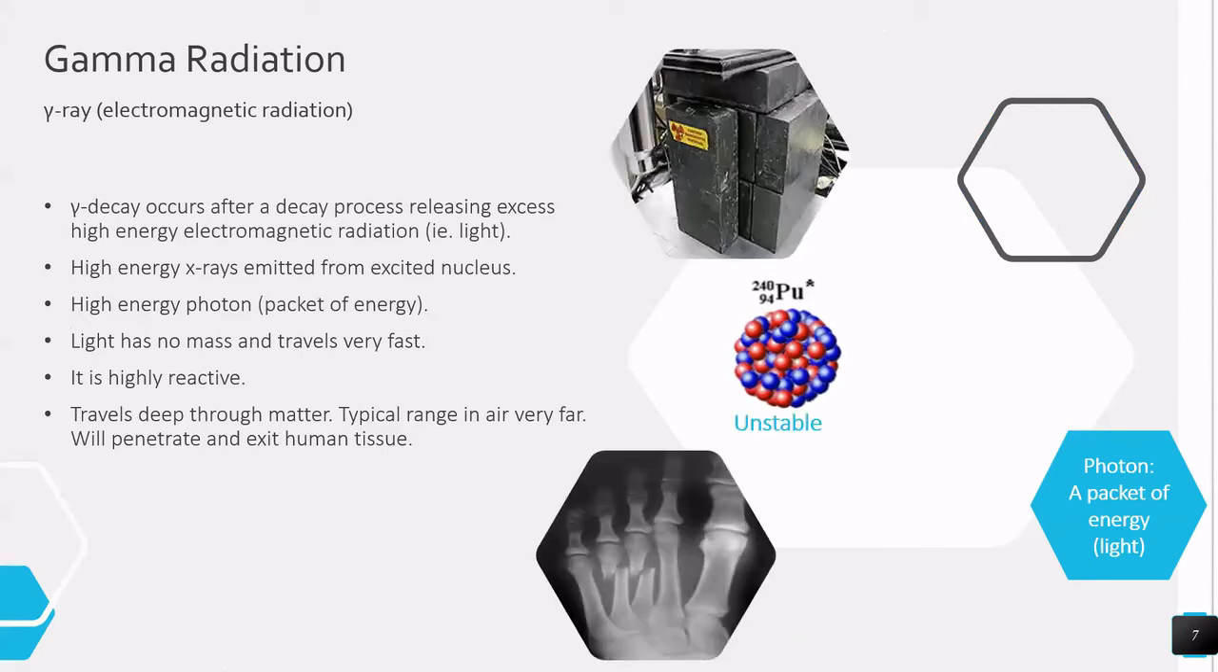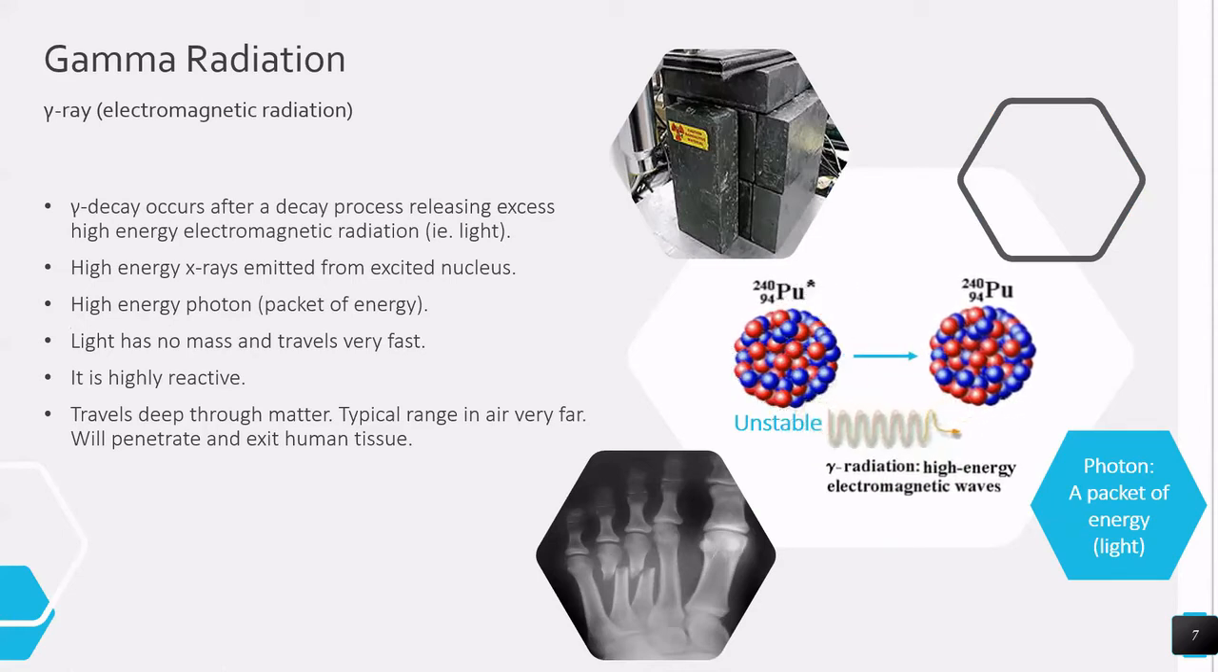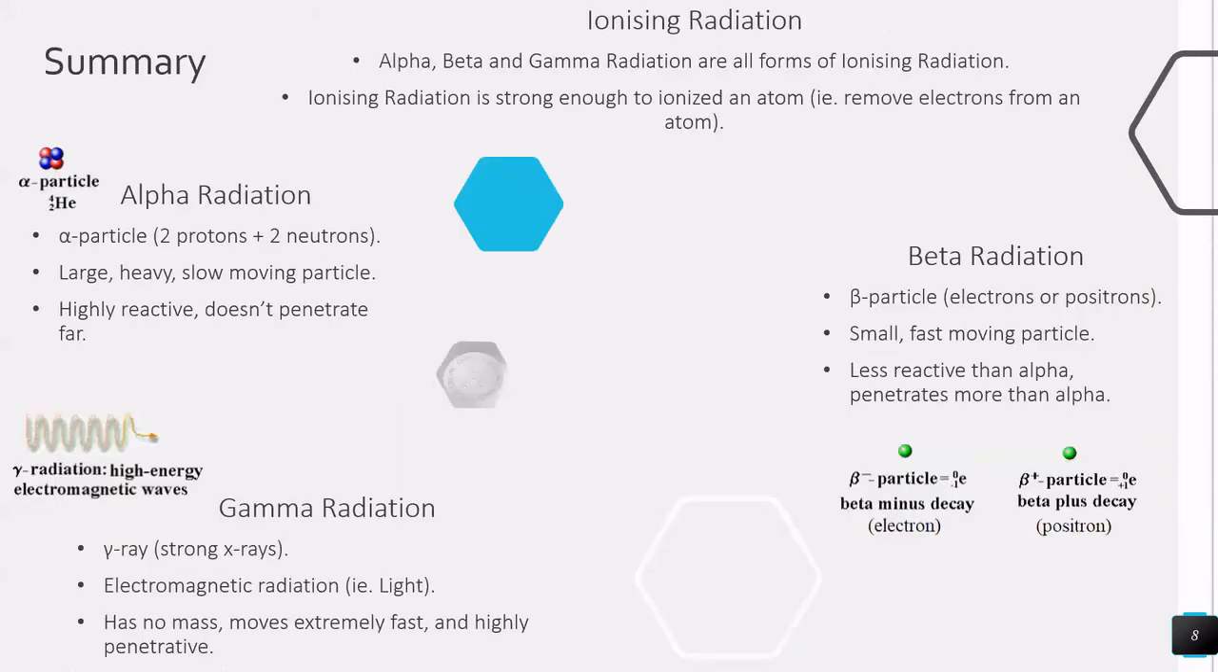Gamma decay occurs when an unstable atom releases electromagnetic radiation in the form of light. Typically a gamma ray is a high-energy X-ray photon. Photons are packets of light energy that have no mass and travel very fast. Gamma rays are highly reactive and can travel right through matter. Gamma rays will penetrate the human body and still be detected on the other side.